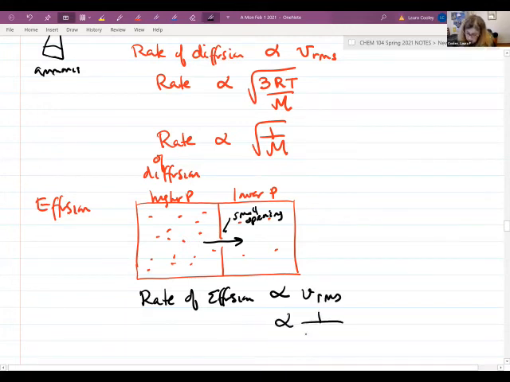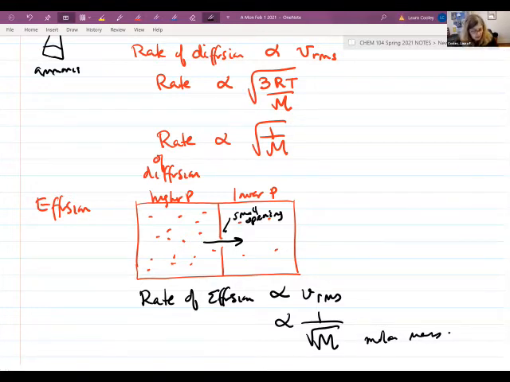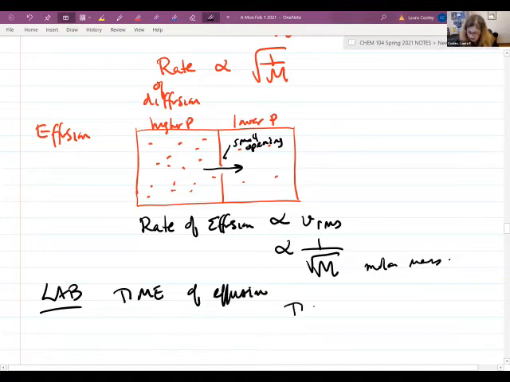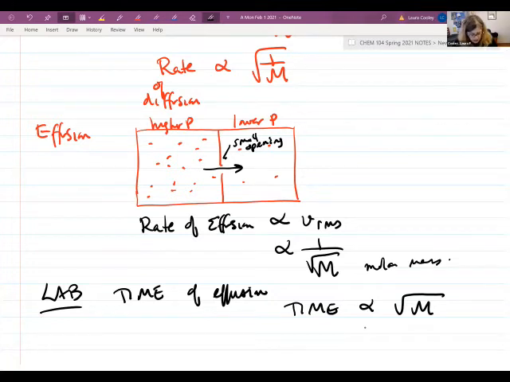So it's proportional to 1 over the square root of the molar mass. That means that depending on the gas, they would have different rates of going through this process. And what we did in lab is we looked at the time of effusion. That time was proportional to the square root of the molar mass, because time and rate are inversely proportional. That's basically something that we handled in lab last week.